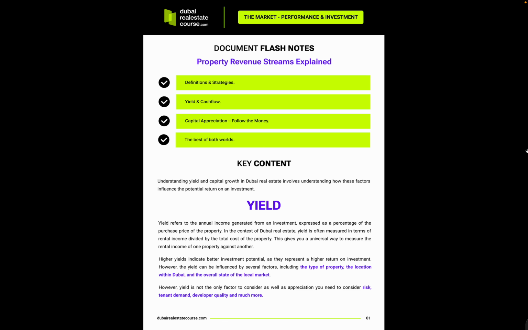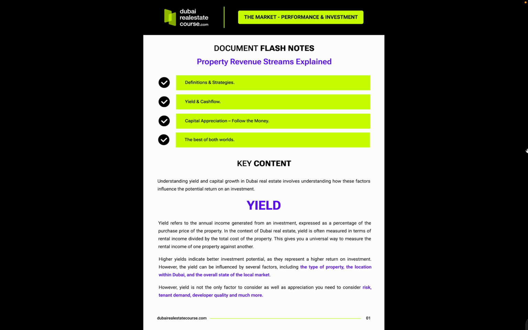So firstly, when we're looking at properties, let's be clear, there are two ways to make money. One of the ways is through rental income. So buying the property, giving it to an agent to rent it for you, and then that tenant paying you rent for the property. The other way is through the property value increasing naturally over time.